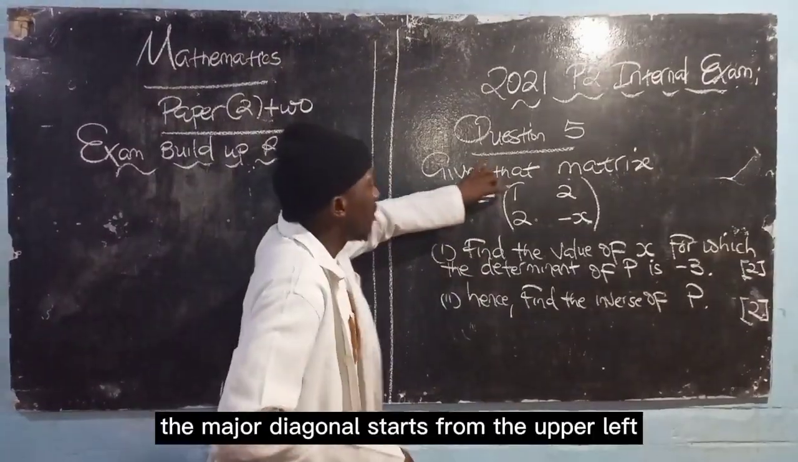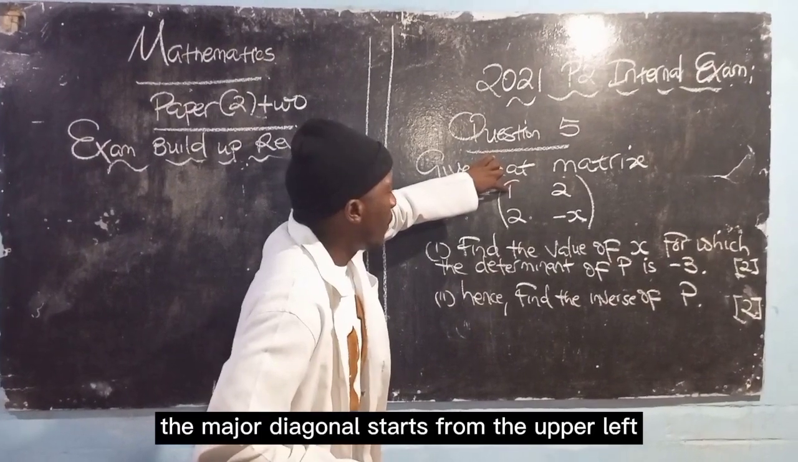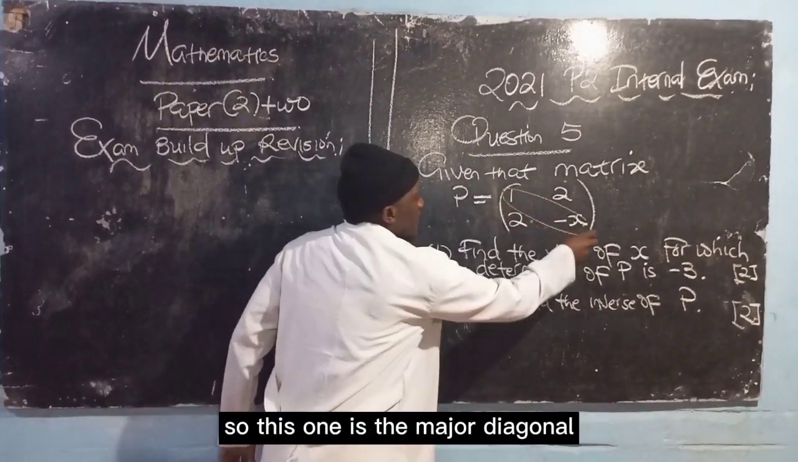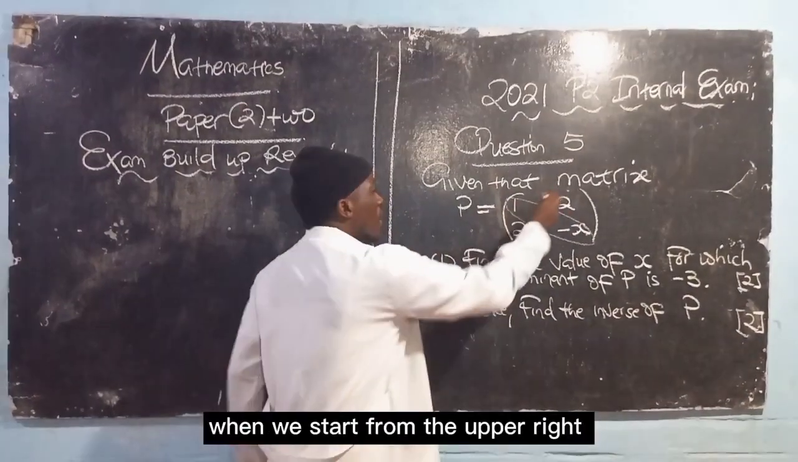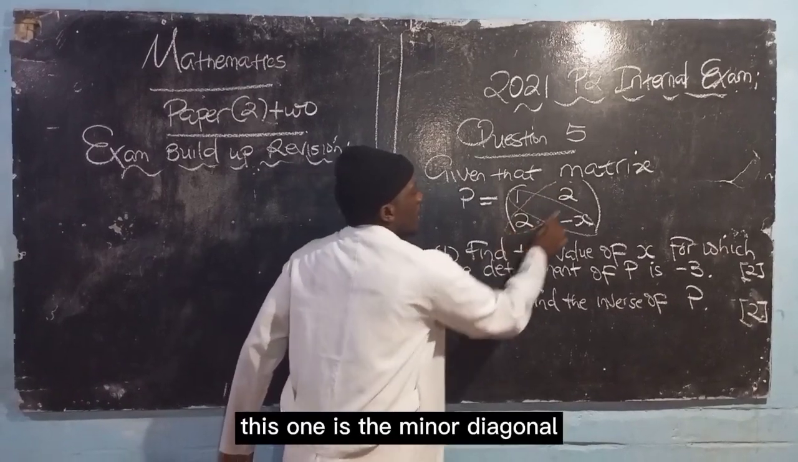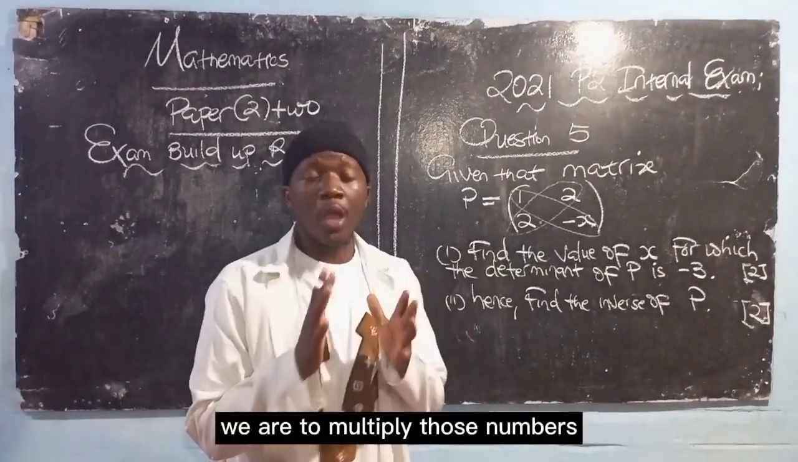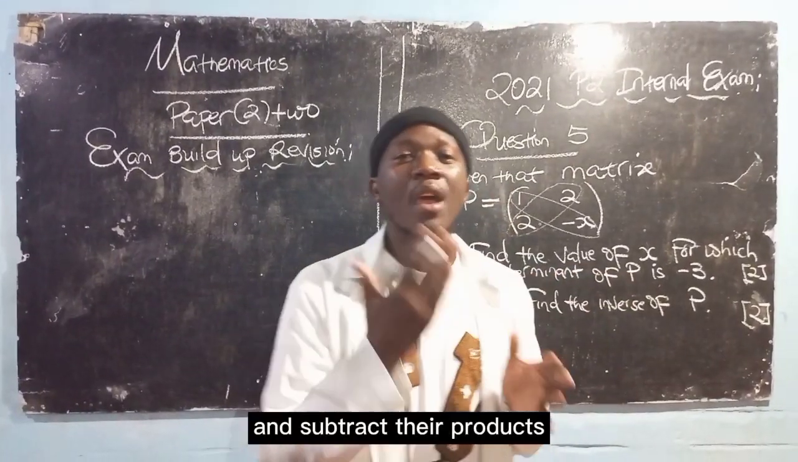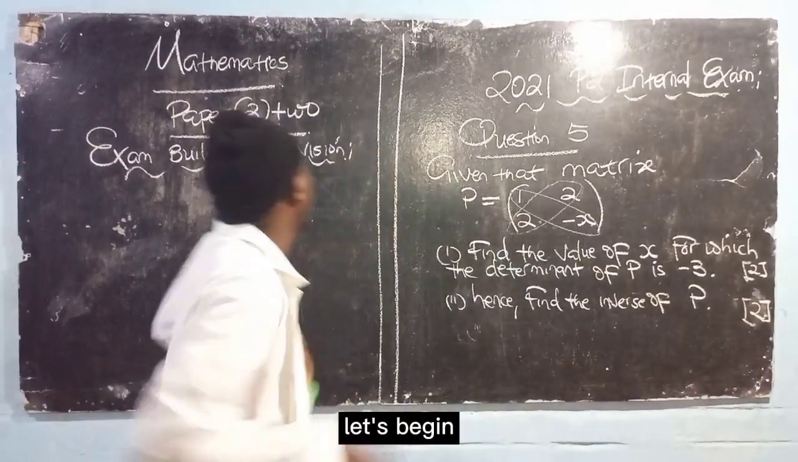The major diagonal starts from the upper left to the bottom right. So this one is the major diagonal. When we start from the upper right to the bottom left, this one is the minor diagonal. We are to multiply those numbers and subtract their products. Let's begin.